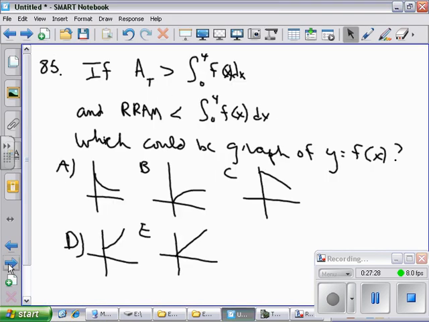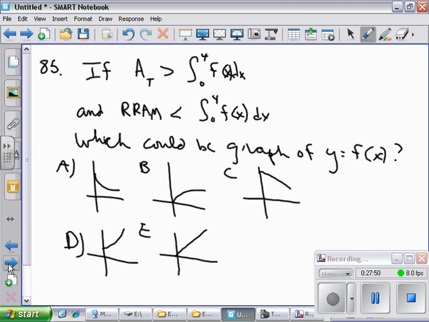No. Everyone else got it right? Good, good. Okay. All right, 85. Now, in this one, they say you've got a function where if you use trapezoids, it's going to give you an over approximation. So if trapezoids give you an over approximation, what do you know about the function?